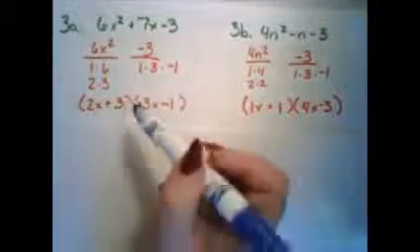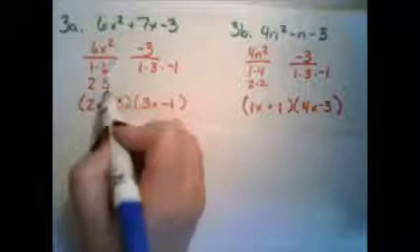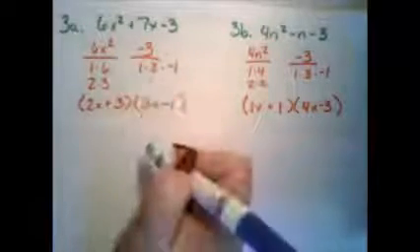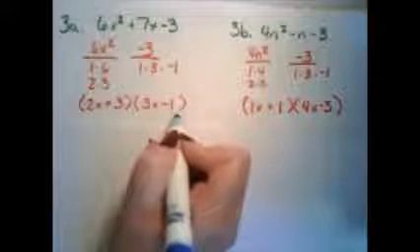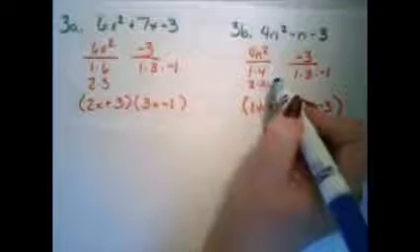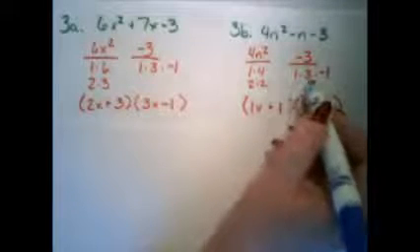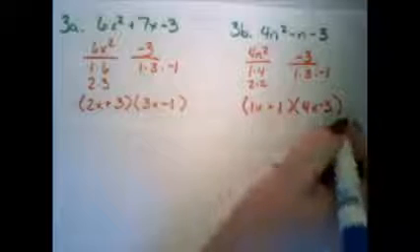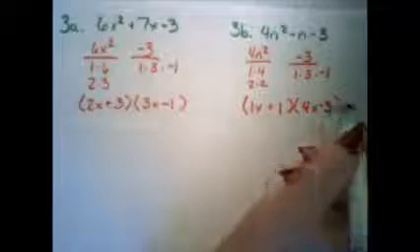Check it out. Number 3. We had 2 problems to do. 6 is 1 and 6 or 2 and 3. And 3 is negative 1 and 3, or vice versa. And we discovered that it's 2x plus 3 and 3x minus 1. For 3b, we have 1 and 4, 2 and 2, and we have 1 and 3, positive and negative, and we discover that it's x plus 1 and 4x minus 3. Let me know if you have any questions.